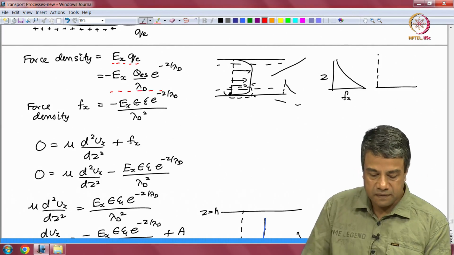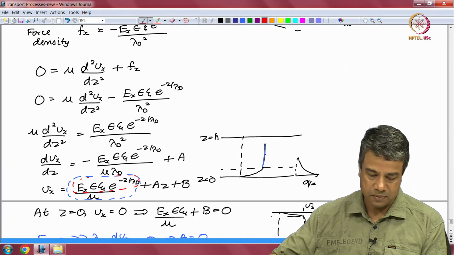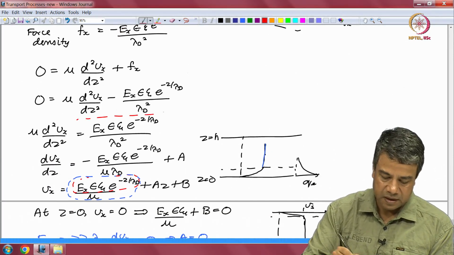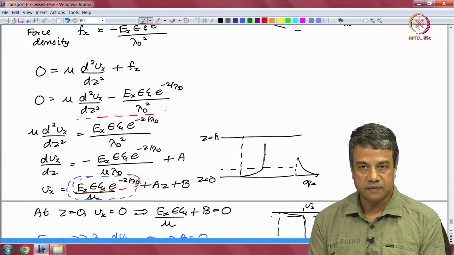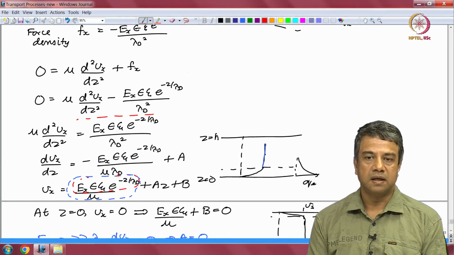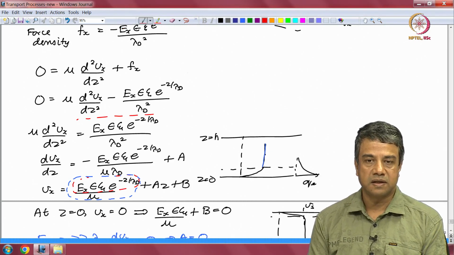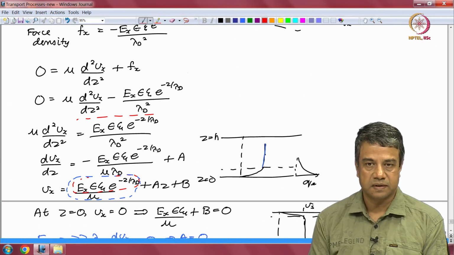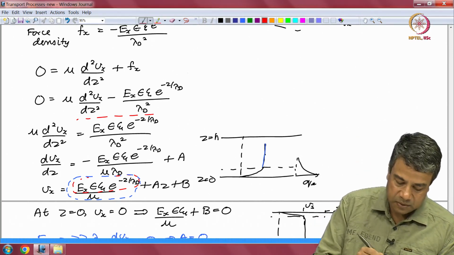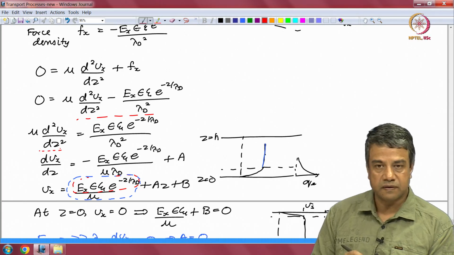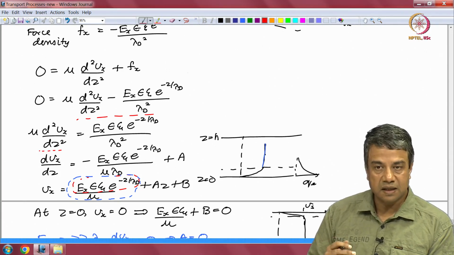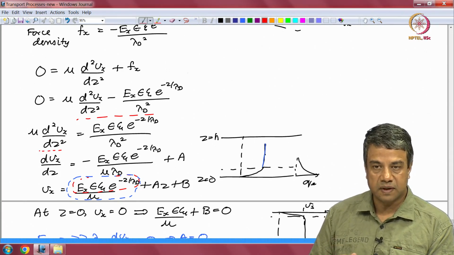So, you have to solve the momentum balance equation with this charge density. Since it is decaying exponentially from the surface, the force density is concentrated only very close to the surface. Away from the surface, the force density is 0. And from this equation, you can see that the second derivative is the curvature of the velocity profile.